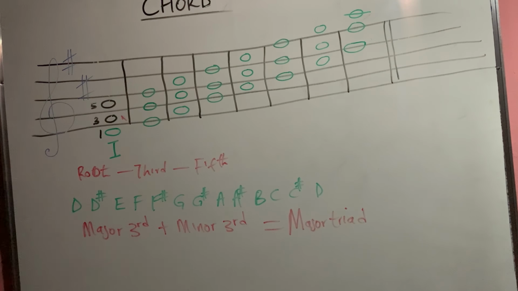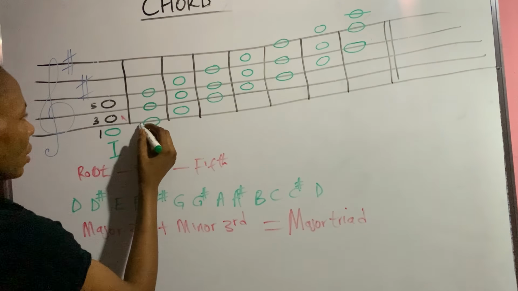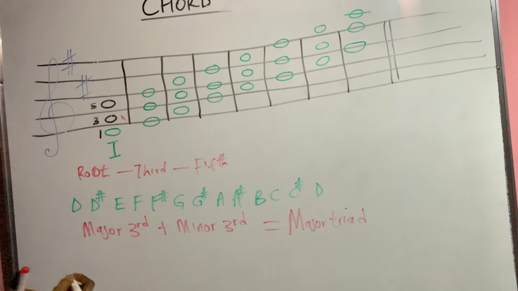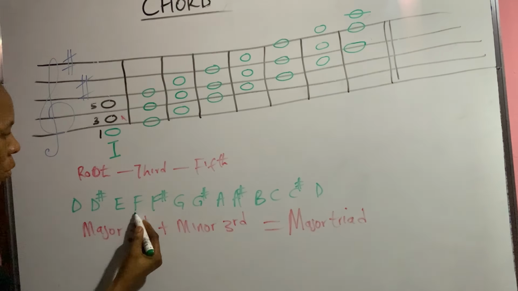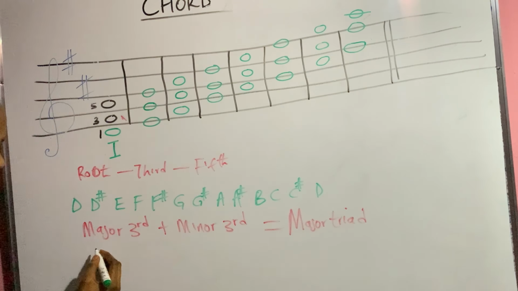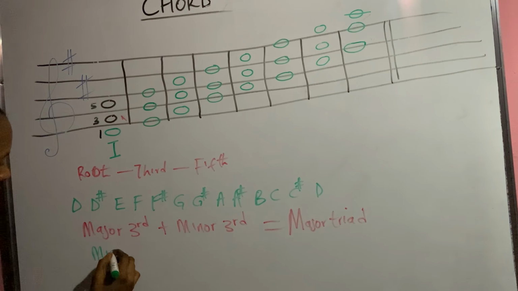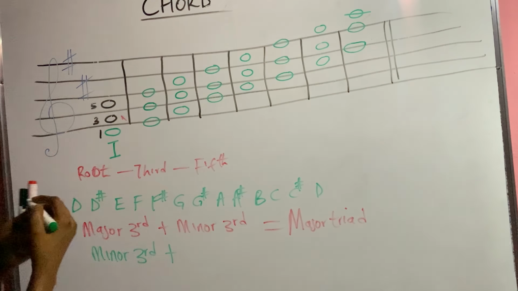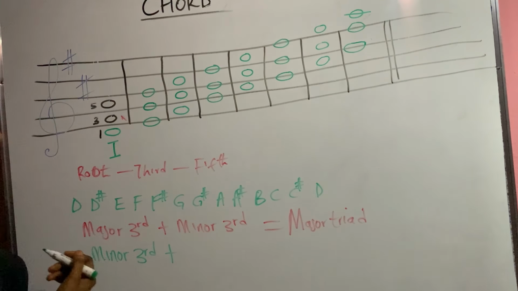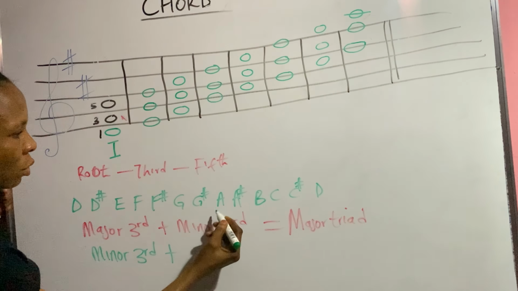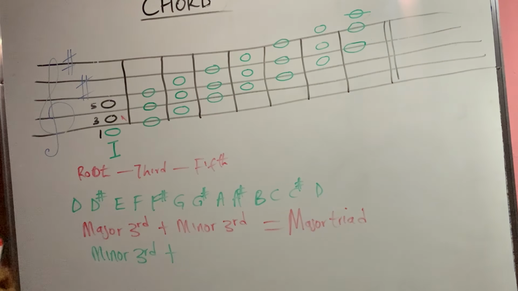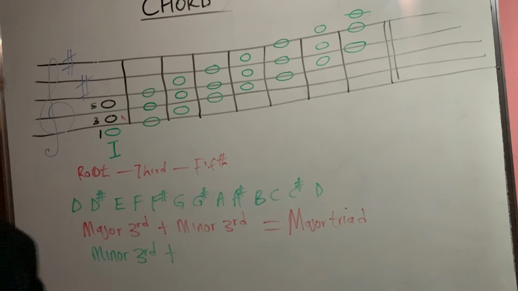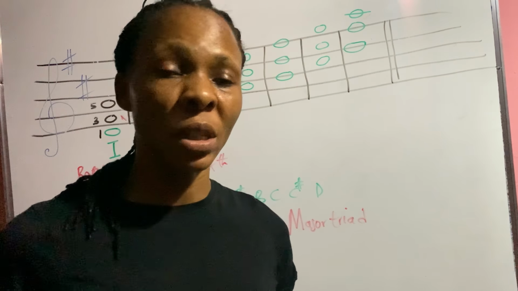All right, now let's consider the second one, E to G. E to G, this is E, 1 2 3. E to G is a minor third, plus, now let's see, G to B, G 1 2 3 4, that is 4 semitones. What type of interval was that? Was it major or minor?